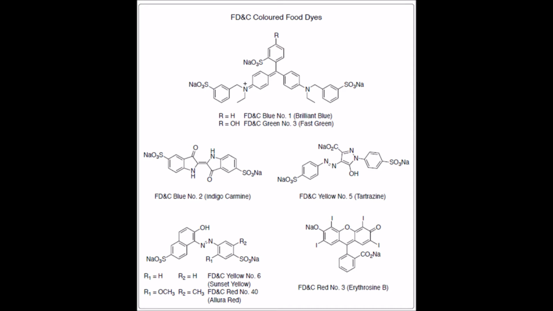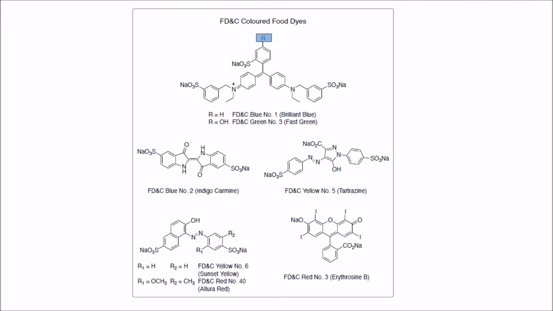Very slight changes in the molecular structure can have significant impacts on the color. For example, replacing a hydrogen in the structure of brilliant blue with an alcohol turns the dye from blue to green. Similarly, slight changes in R1 and R2 will change the color of sunset yellow to red.